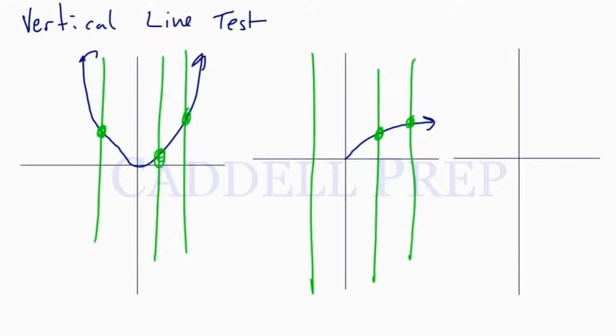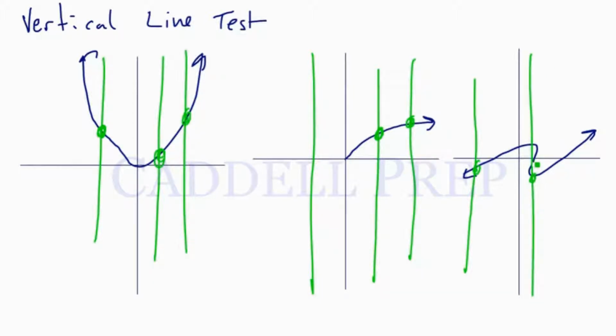So if we look at a graph like this, let me check out the vertical line test. If we draw a vertical line here, it only intersects once. If we draw it here, it intersects a bunch of times. 1, 2, 3 times. So that means for this x value, there are 3 different y values. So this one is not a function.